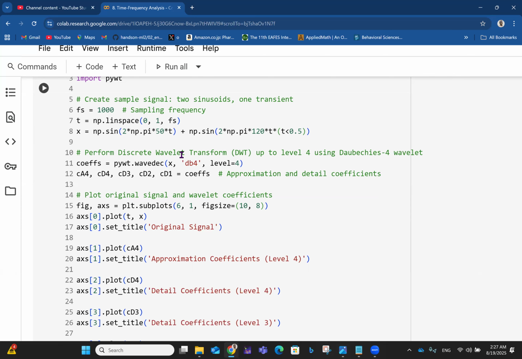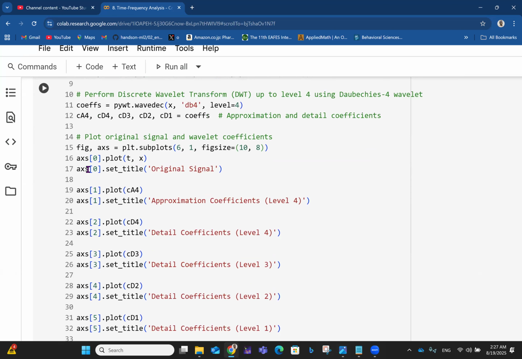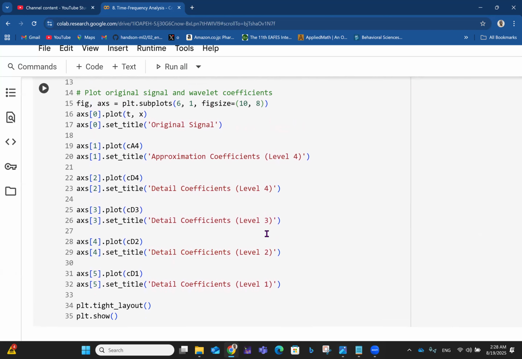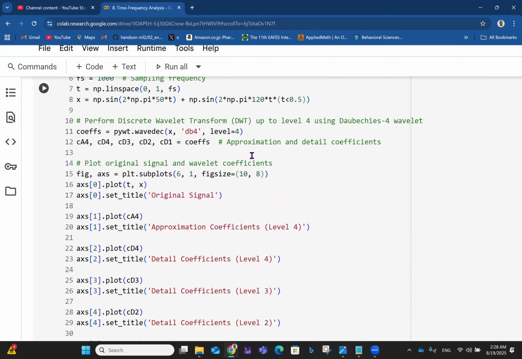We supply it with x, then db4 for level 4. So you have CA4, CD4, CD3, CD2, CD1, and these are the approximation and detail coefficients. Then you can plot the original signal and wavelet coefficients. At axis 0 you plot t against x and set the title as original signal. Then you plot CA4, the approximation coefficients up to level 4, then CD4 detail coefficients level 4, CD3 level 3, CD2 level 2, and CD1 detail coefficients level 1. That's what all of these represent.